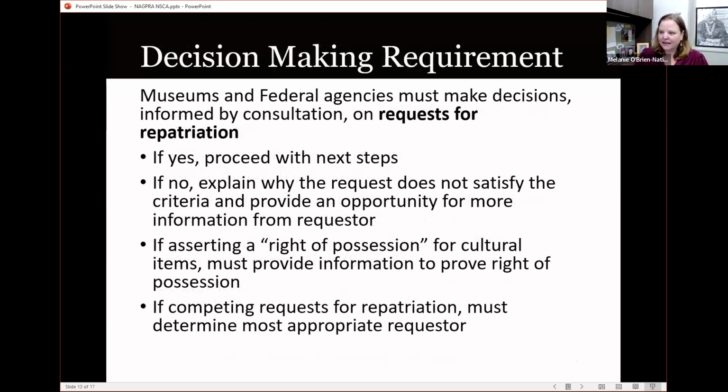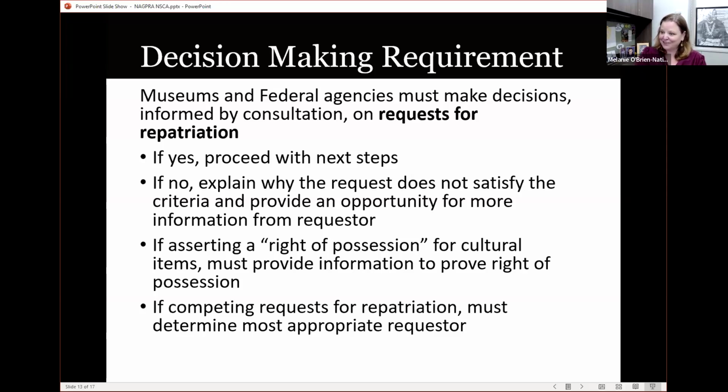So it's important to think about NAGPRA as both a project of information sharing and transparency about collections, but also about decision making. And there are decisions that museums must make throughout this process. And those decisions must be informed by consultation and are spurred by a request for repatriation. And it's important to know that museums can determine not to repatriate. There are options under NAGPRA for a museum to evaluate a request and decide not to repatriate.